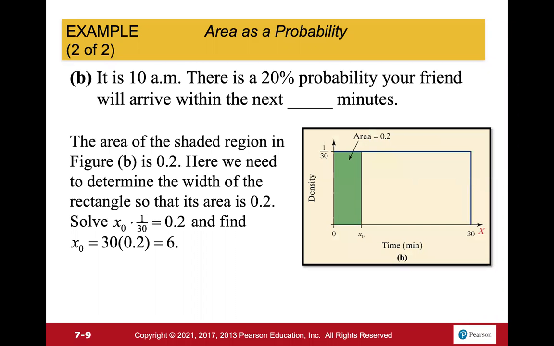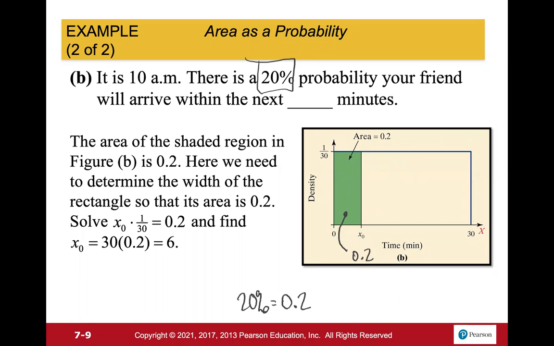So here, what we have to find is the shaded region where the area ends up being 20%. And the way we could turn 20% into a decimal is by dividing this value by 100. And by dividing it by 100, we get 0.2. And 0.2 is the area that we're looking for. So first we were given a time and needed an area. This time we're given an area and need a time. So we're kind of working backwards. So the area of the shaded region in figure B is going to be 0.2.